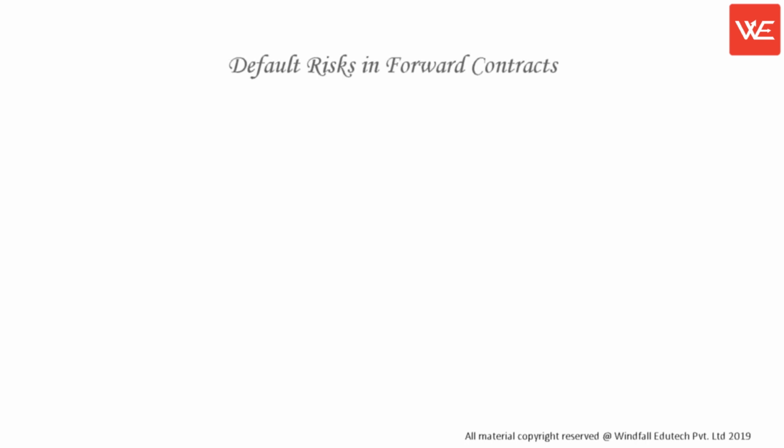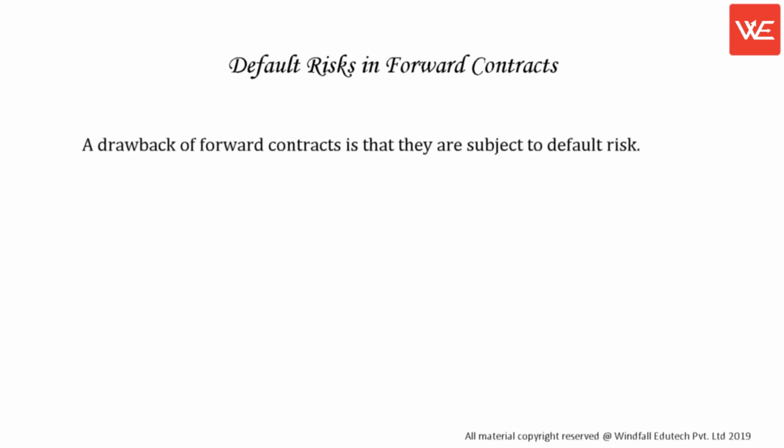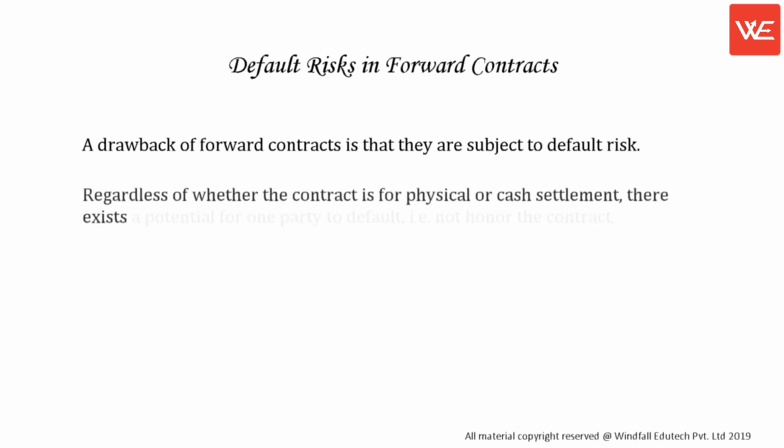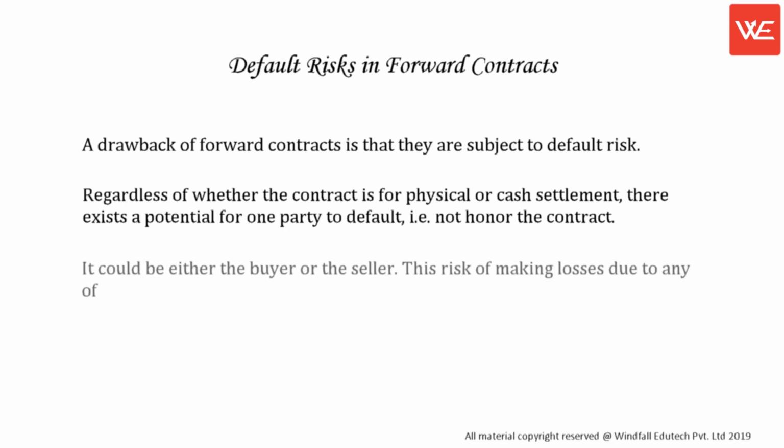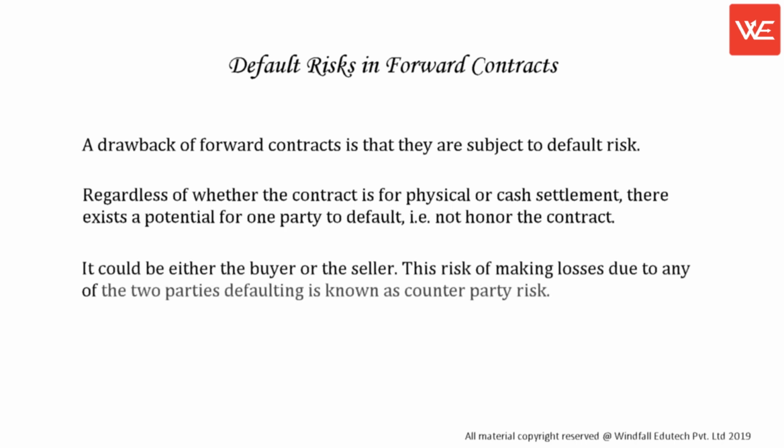Default risks in forward contracts. A drawback of forward contracts is that they are subject to default risk. Regardless of whether the contract is for physical or cash settlement, there exists a potential for one party to default, that is, not honor the contract. It could be either the buyer or the seller. This risk of making losses due to any of the two parties defaulting is known as counterparty risk.